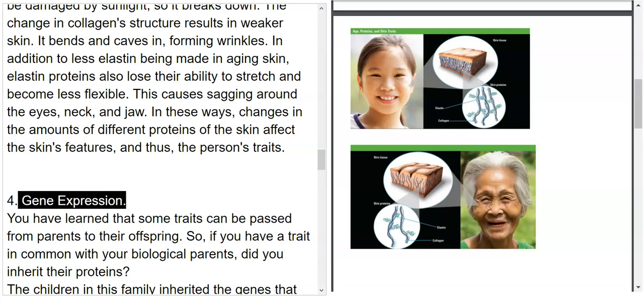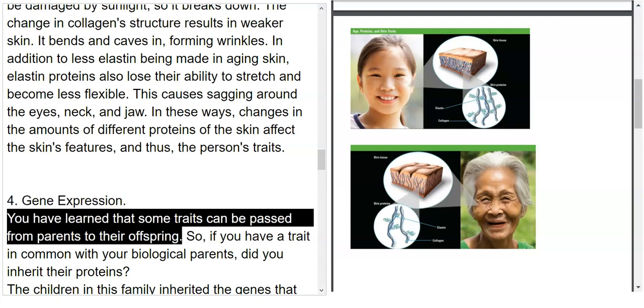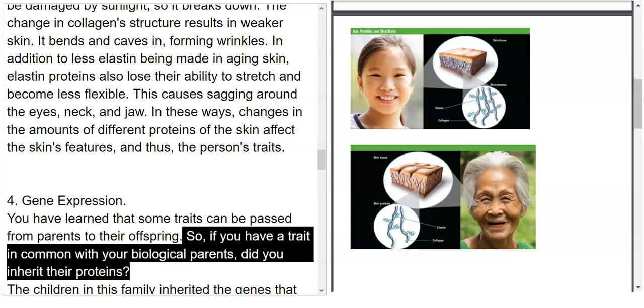Section 4, Gene Expression. You have learned that some traits can be passed from parents to their offspring. So if you have a trait in common with your biological parents, did you inherit their proteins?